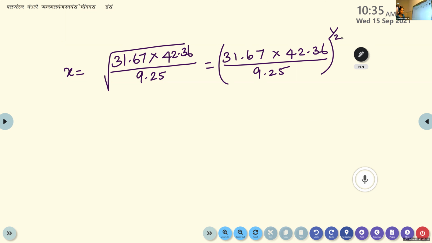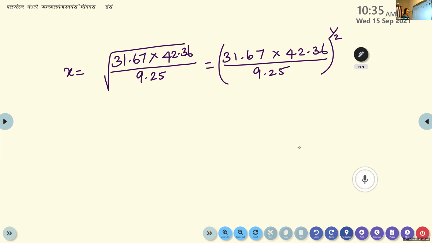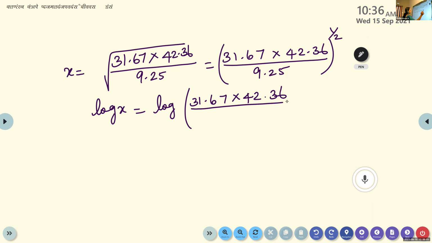Root means the power is 1 by 2. If it is a cube root, what is the power? x raised to 1 by 3. If it is a fourth root, we can write this as x raised to 1 by 4. So if it is simply given with the root symbol, the power is 1 by 2. Next step, you take log. So log x is equal to log of 31.67 into 42.36 by 9.25, raised to half.